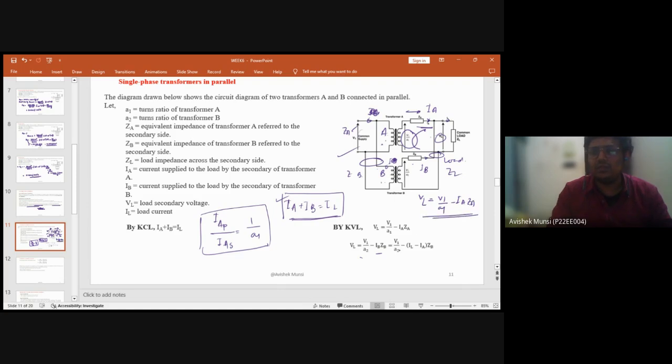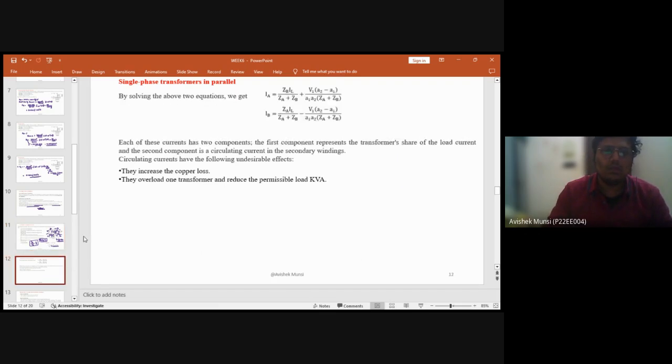Similarly, it will be true for the secondary side also, for the B side. So solving both the equations, you are able to get the values of IA and IB. Just put this formula and you can solve the problems. Each of these currents has two components. Here you can see that the first component represents the transformer's share of the load. This one is representing the transformer's share of the load.